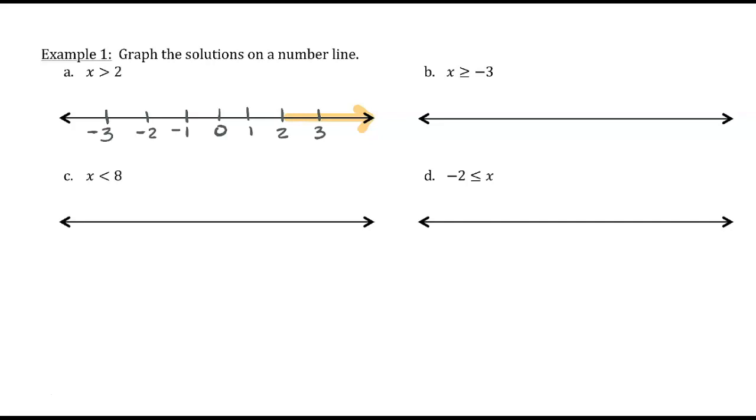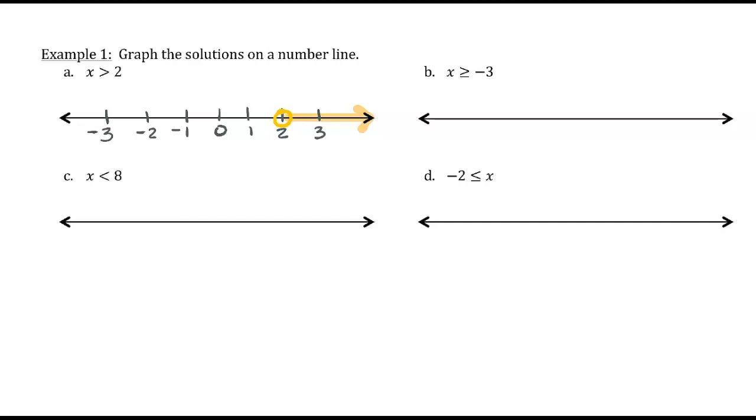Think about whether or not we want 2 to be in our solution set or not. Since we're saying x needs to be greater than 2, 2 is not a solution. 2 is not greater than 2. So we'll put an open circle on the 2, which shows us that we do not want 2, just only the values to the right of 2.